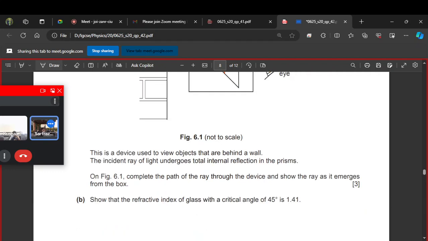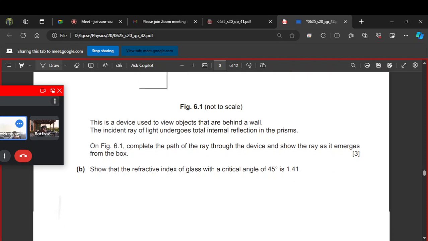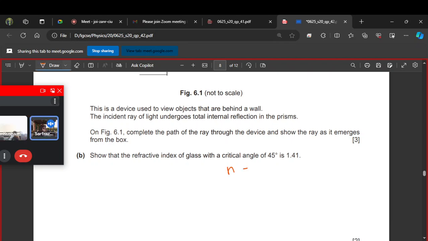Next question says show that the refractive index of the glass with a critical angle of 45 degrees is 1.41. How will you calculate it or how will you prove it? So we do n equals 1 over sin c. Very good. We will use n equals 1 over sin c, so 1 over sin 45 degrees. So it will give us the value 1.41. Very good. Okay, now move to the next question.